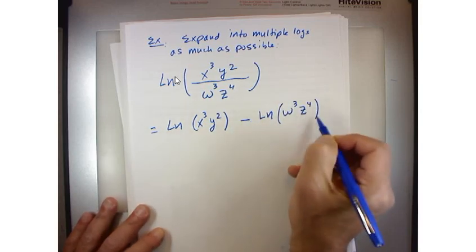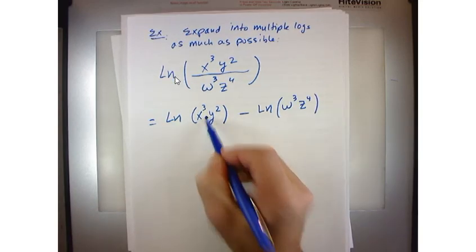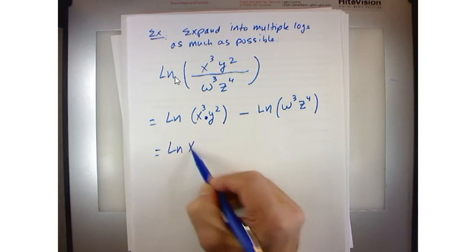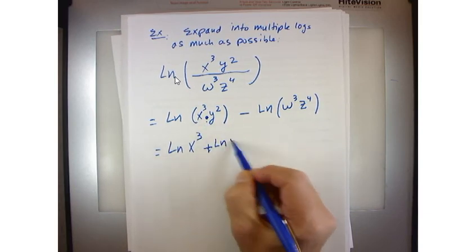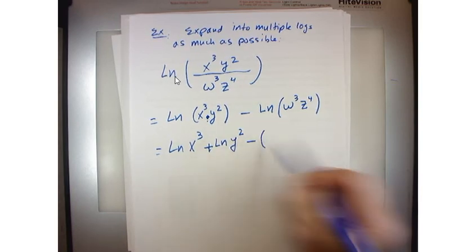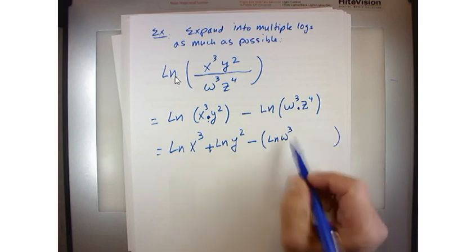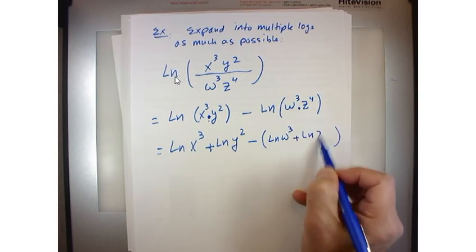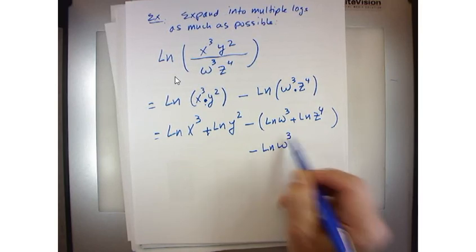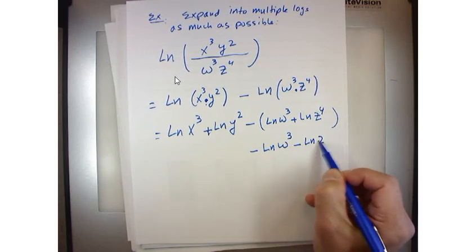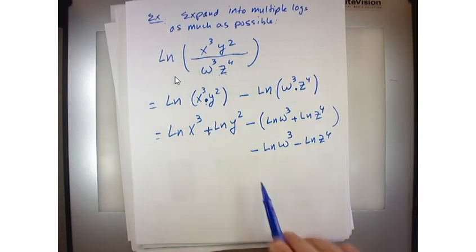Okay? That's the quotient rule. Then I would do the product rule. So it would be ln of x cubed plus, product changes into a plus when you expand it. And then minus, same thing here, product changes into a plus. But keep in mind you have a parentheses around this. So this would be negative ln of w cubed minus ln of z to the 4, just like I talked about. These are in the denominator, they're going to have negative in front of their logs.